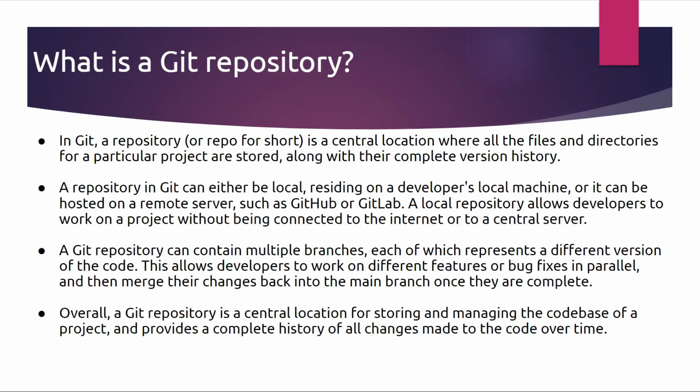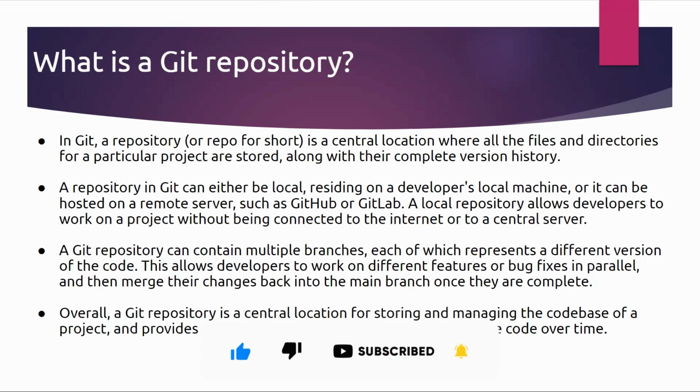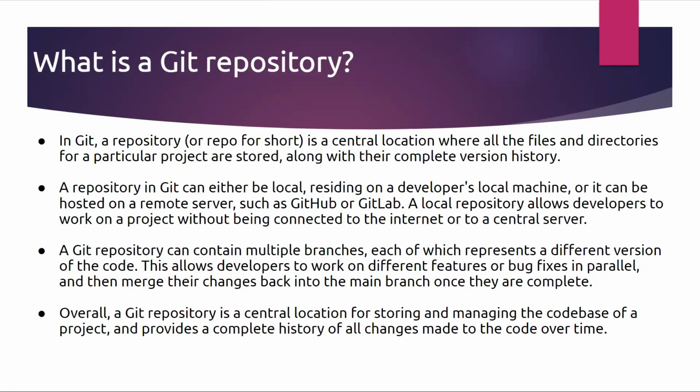This basically allows the developer to work on different features or bug fixes in parallel and then merge their changes back into the main branch. Basically, a Git repository is a central location for storing and managing the code base of a project. So the Git repository, you can say, is an important part of GitHub.